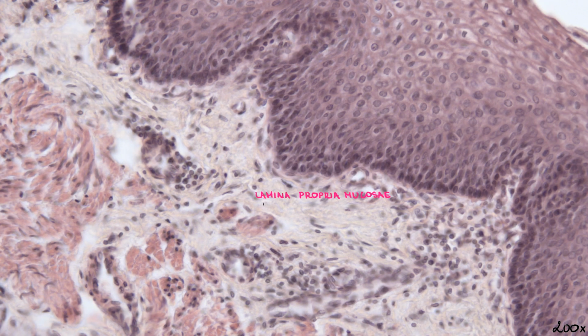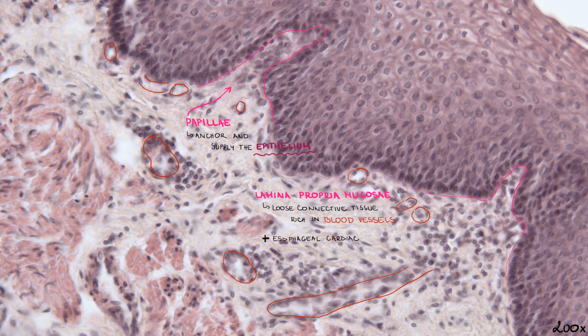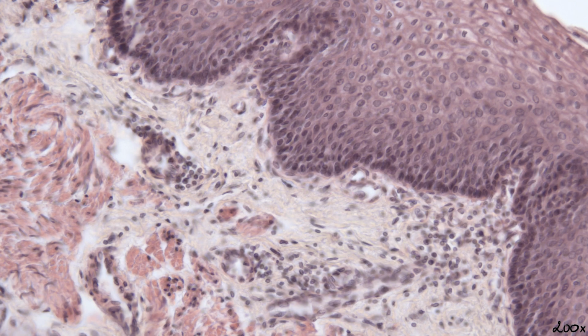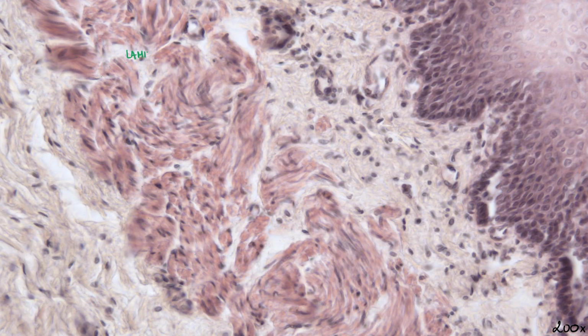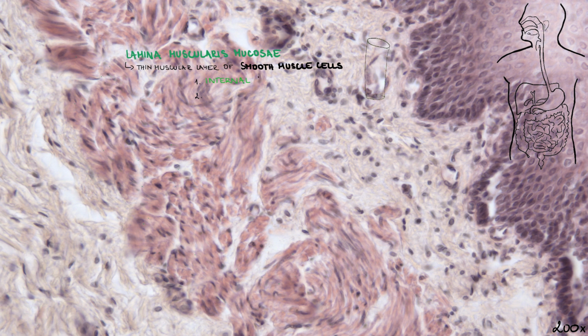Lamina propria is made up of loose connective tissue, rich in blood vessels and creating papillae, whose function is to anchor and supply the epithelium. There are also esophageal cardiac glands in the section closer to stomach, which secrete mucus. Muscularis mucosae is a thin muscular layer of a smooth muscle. It divides into 2 parts, interna circular and externa longitudinal in the lower section of esophagus.